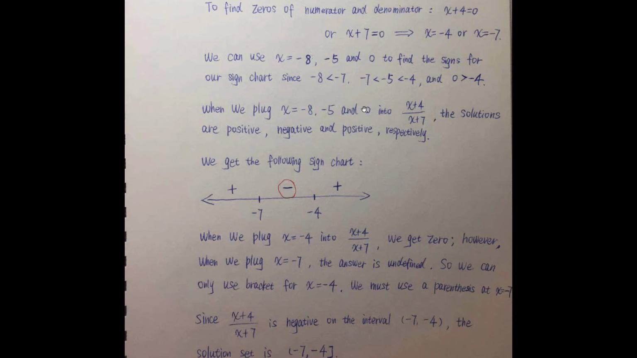So then I'm going to take the 0, which is over here, plug that in. 0 plus 4 is positive. 0 plus 7 is positive. Positive divided by positive is positive. That gives me this plus sign here.